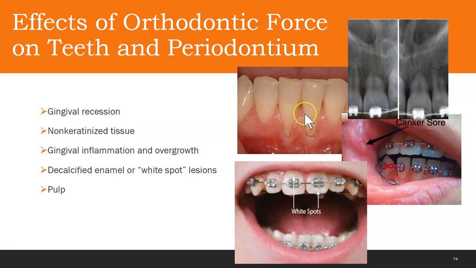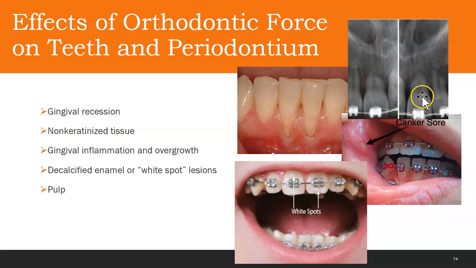Especially if you have thin gums, what can happen is that when the arch is expanded to relieve crowding problems, the risk of gingival recession is increased. Canker sores are also very common because the tissue can rub against the braces, which is non-keratinized tissue. Another thing that can happen is apical resorption.